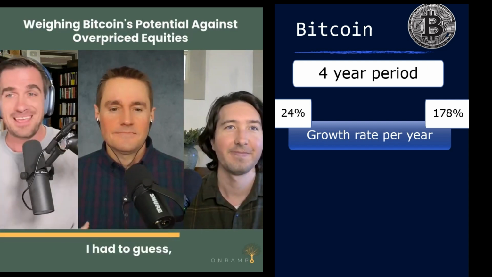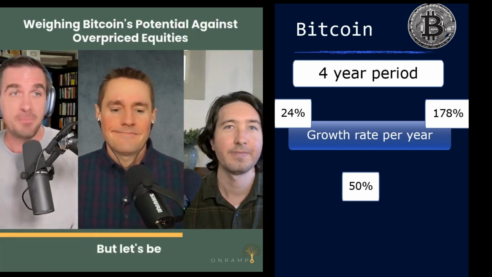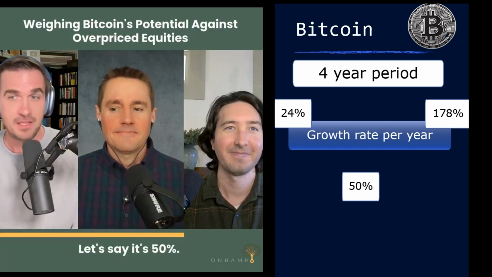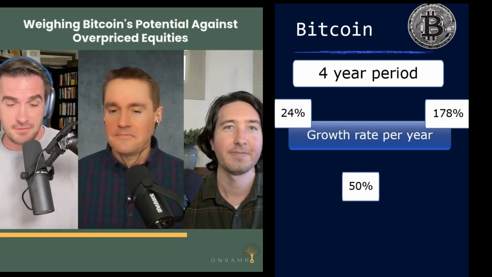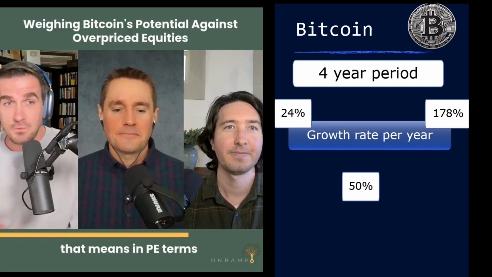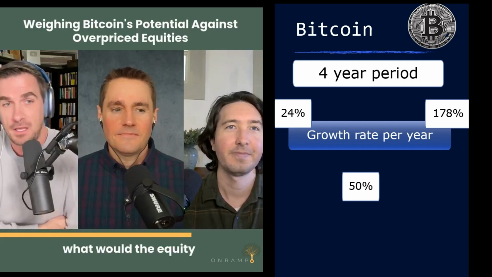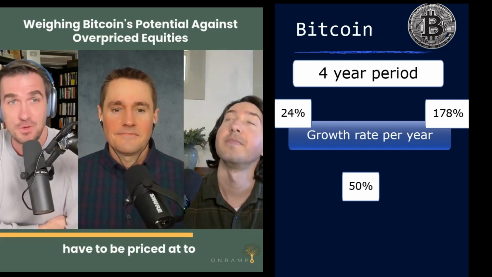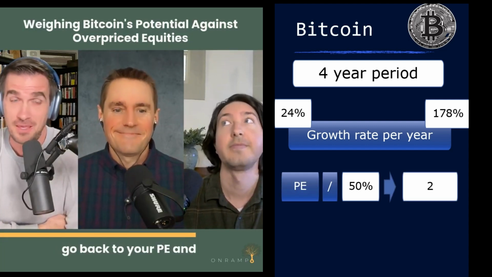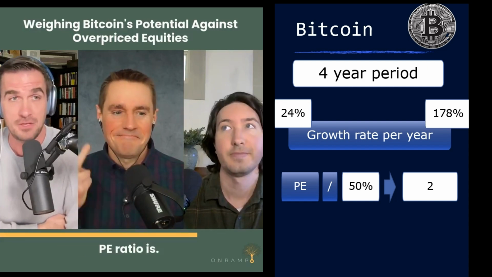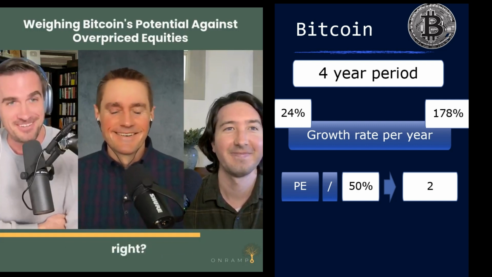If I had to guess on average, you're probably around 75% compound annual growth rate. But let's be conservative. Let's say it's 50%. If it's 50%, that means what in PE terms for equity? What would the equity have to be priced at to give you a 50% return? And it's a really simple calculation because you go back to your PE and all you're doing is taking 1 divided by whatever the PE ratio is. And when you take 2, as Andy held up, you get a 50% return, right?